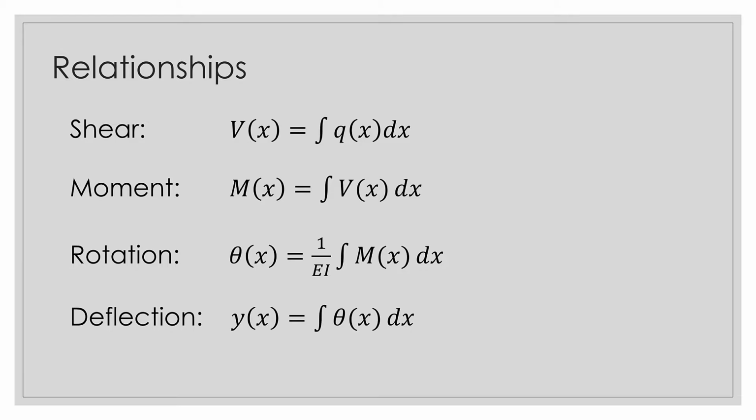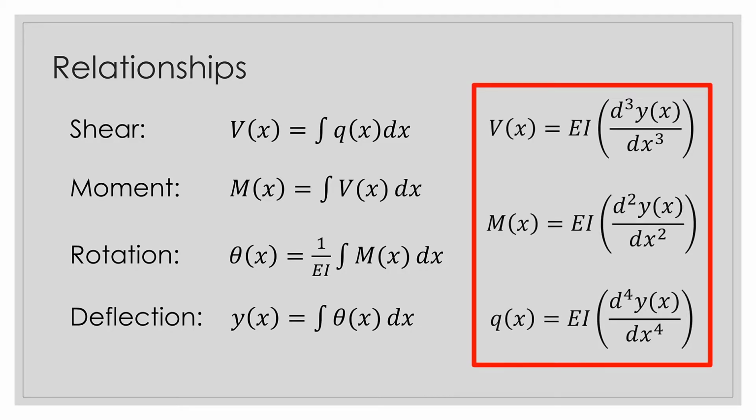However, these create very nice relationships, which you will need to remember for your midterm and your final. These relationships are very simple, so I recommend jotting them down on a piece of paper. You'll be good to go once you get into the exam. They are as follows: the shear at any point in the beam can be found simply by taking EI multiplied by the third derivative of our deflection function.